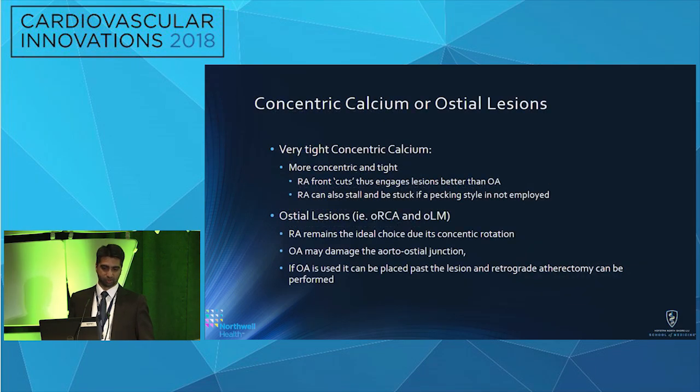With more tight concentric calcium, as we all know, orbital atherectomy does not front cut, whereas rotational does, so you have that front cutting engagement of that very tight concentric calcified lesion. And for ostial lesions, we'd say that right now rotational still remains the ideal choice for that ostial RCA or ostial left main, albeit there are many people who use orbital atherectomy in that scenario.